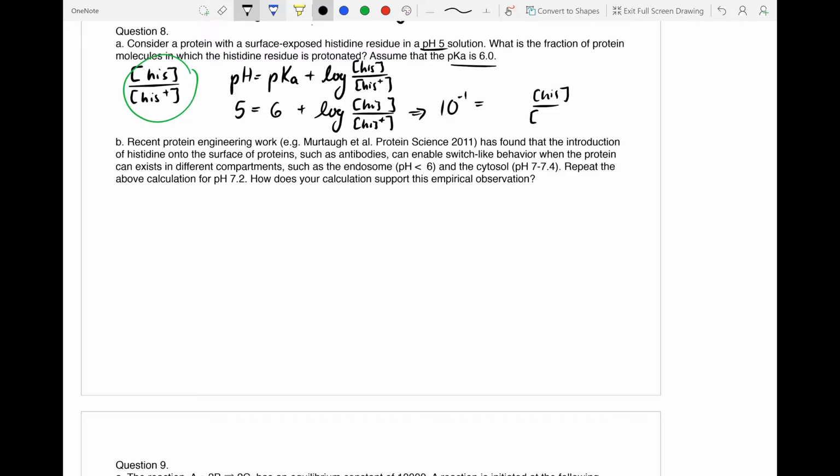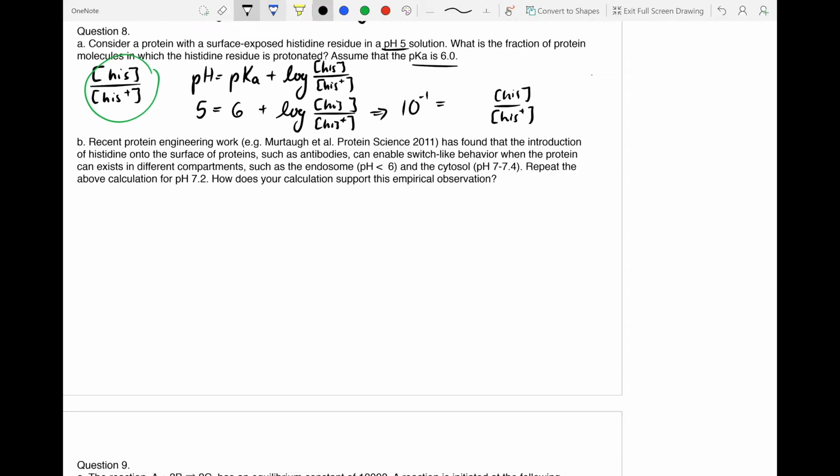So what I did is I took the anti-log. You might recall that 10 to some power of y is equal to x if y is the log of x. Log base 10, I should say.